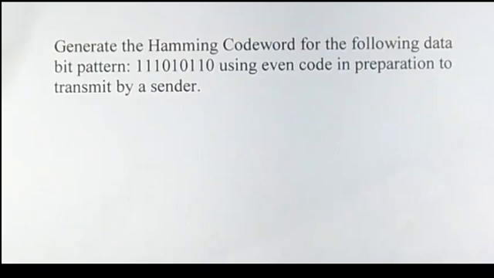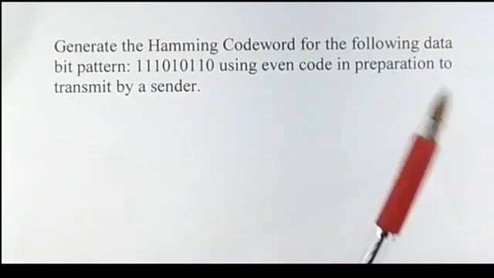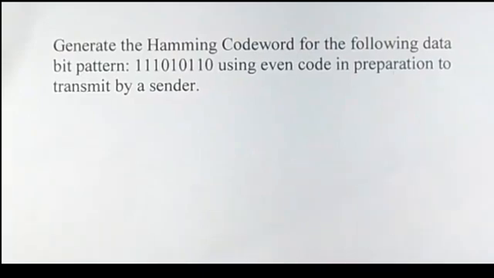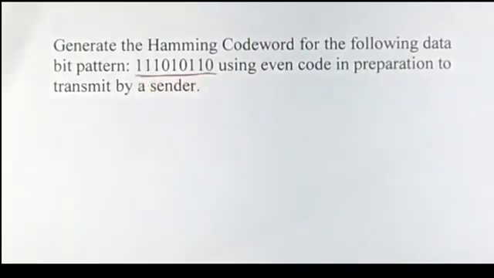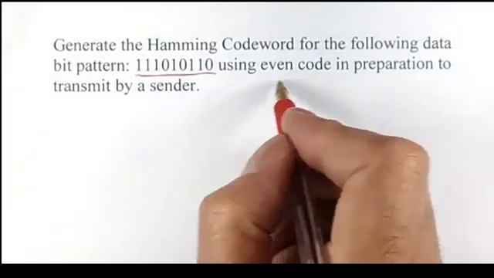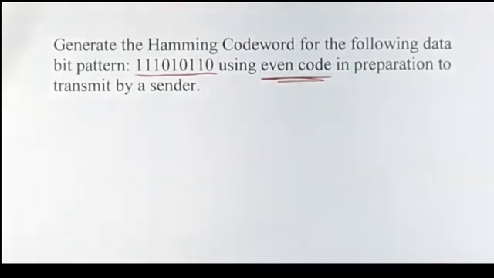Now, we want to send data. We want to put Hamming code with it. So generate the whole frame, including the Hamming code, for the following data. So here's the data to be sent: 1, 1, 1, 0, 1, 0, 1, 1, 0. Using even Hamming code. Preparation to transmit to the sender.